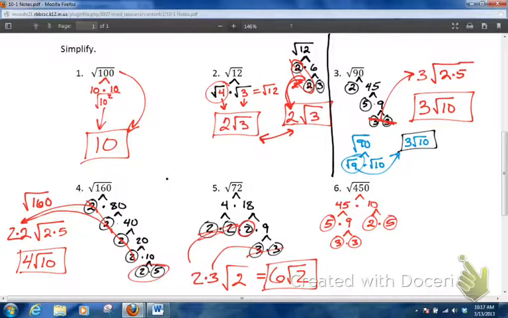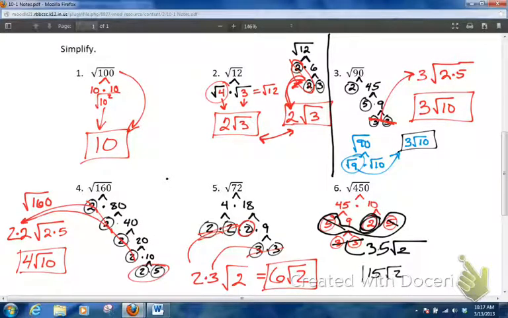Again, let's look for pairs. Here's going to be my answer, square root of something. Here's a pair of 3's, so it's going to come out here as a 3. Here is a pair of 5's, so it's going to come out as a 5. So I have 3 times 5 on the outside. And then the only thing that was circled that was left over was this 2 right here, so it stays on the inside, giving me a final answer of 15 root 2.